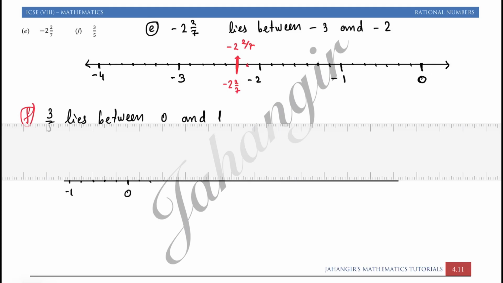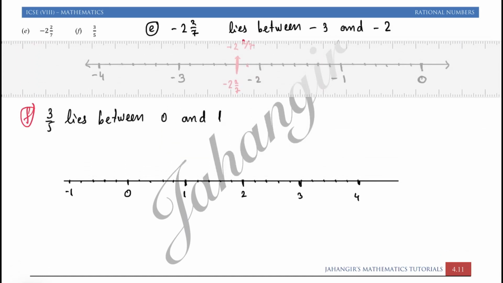Then 1, 2, 3, 4, 5. Again this is 1. 1, 2, 3, 4, 5. This is 2. 1, 2, 3, 4, 5. This is 3. 1, 2, 3, 4, 5. This is 4. Okay, I am done with this. Put arrows. I want 3/5. So after 0, this is 1 by 5, 2 by 5, this is 3 by 5. So I will extend it and write 3 by 5.